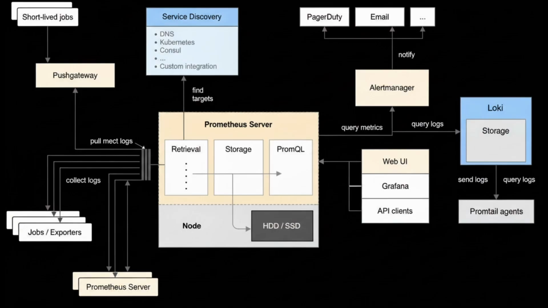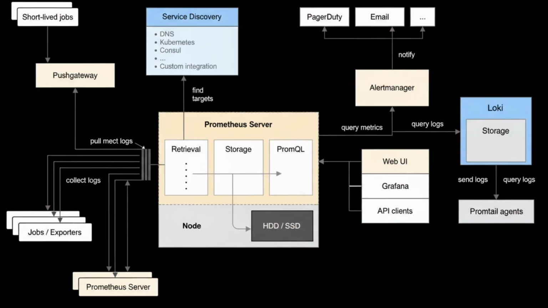Grafana visualizes both metrics from Prometheus and logs from Loki, letting users create interactive dashboards and alerts. Together, these components deliver unified monitoring and logging for Kubernetes workloads, enabling real-time observability, powerful querying, and rapid troubleshooting.